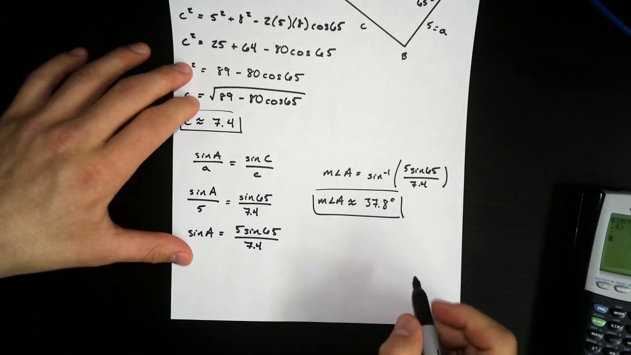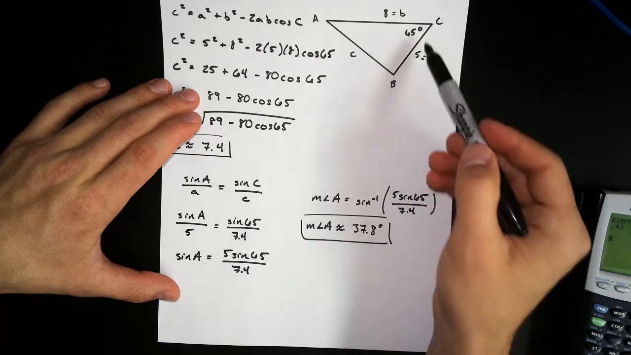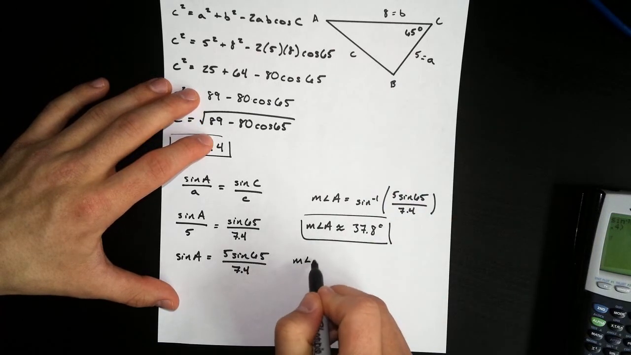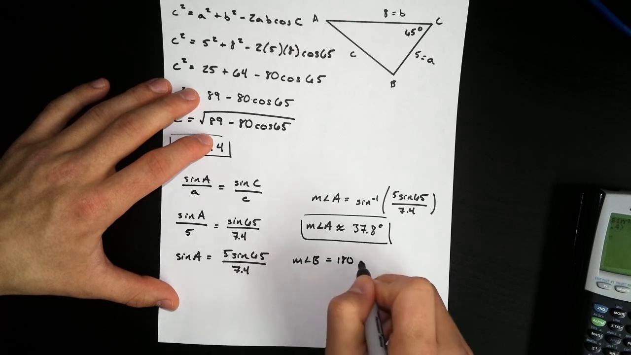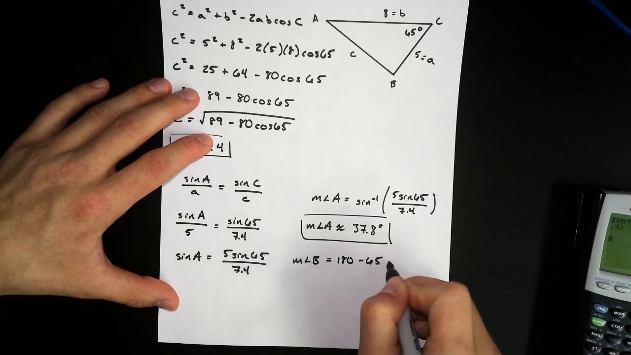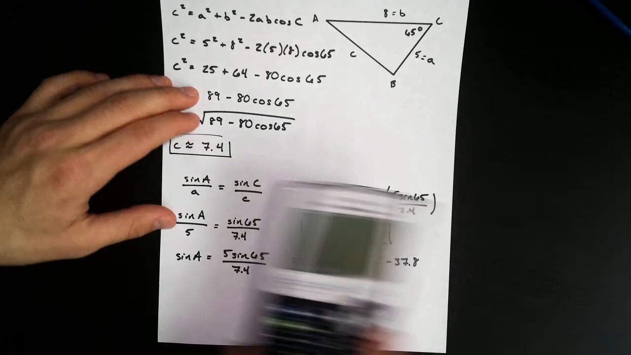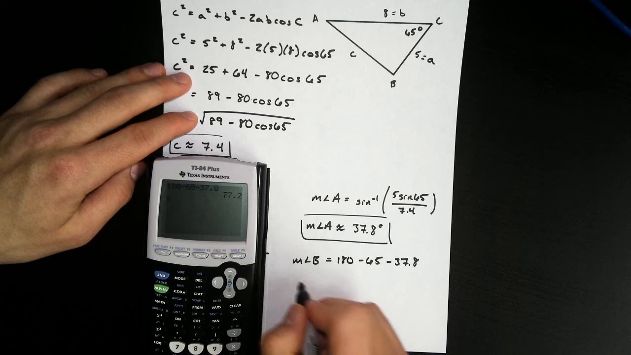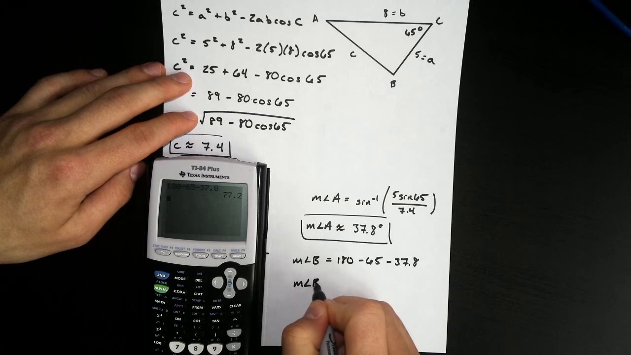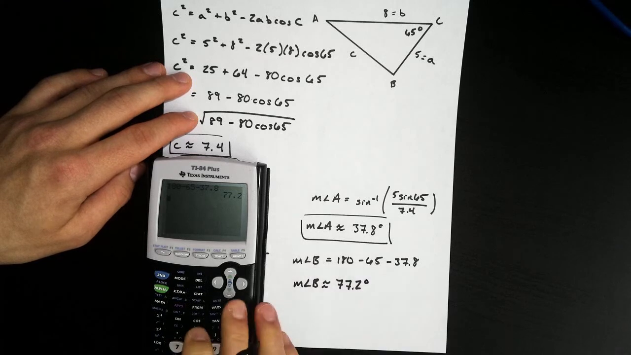And now just one more piece of information to find. We have our last angle. Now that I know 2 of the angles, I can find the measure of that third one with the triangle sum theorem. So 180 minus 65 minus 37.8. So then our last angle, the measure of angle B, is about 77.2 degrees.